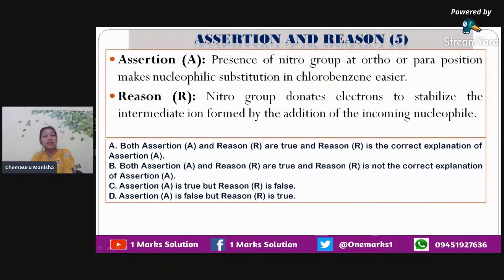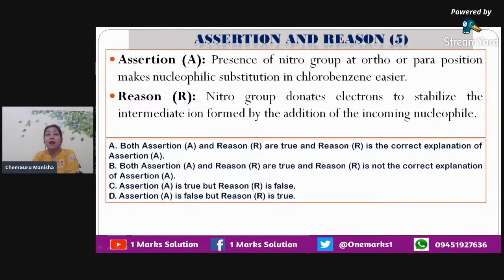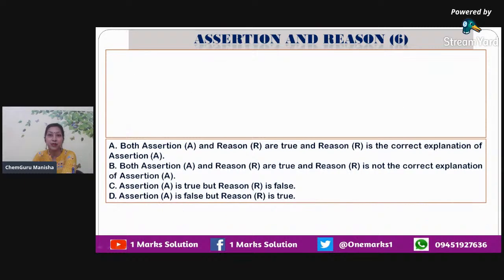Fifth statement that we have is presence of nitro group at ortho and para position makes nucleophilic substitution in chlorobenzene easier. That's true. Nitro group is meta-directing though. But if you already have a nitro group in the benzene ring, there are lone pairs of electrons available on the nitrogen, which makes the reaction happen. Now, reason is the nitro group donates electrons to stabilize the intermediate ion formed by the addition of the incoming nucleophile. It's not so. It doesn't donate electrons to stabilize, though there is a tendency that there will be a delocalization of the electrons happening. But nitrogen is not donating those electrons, and that's why assertion is true and reason is false.